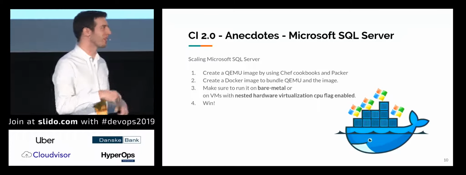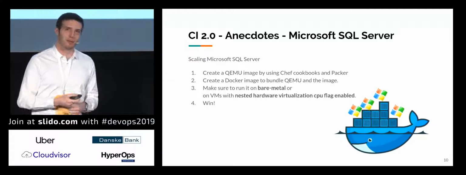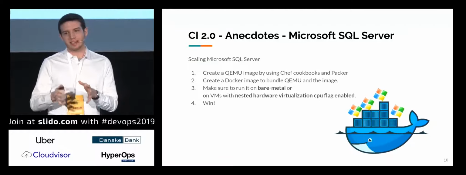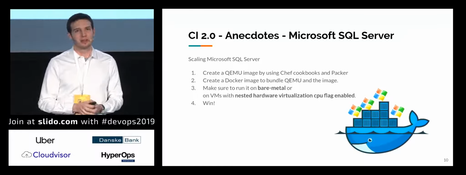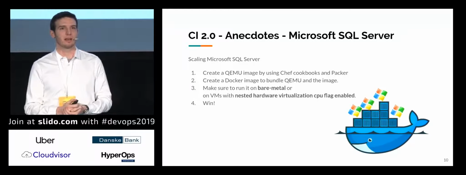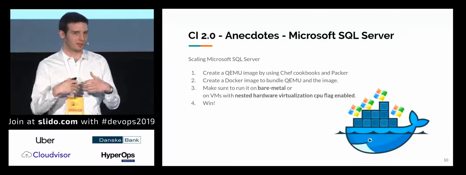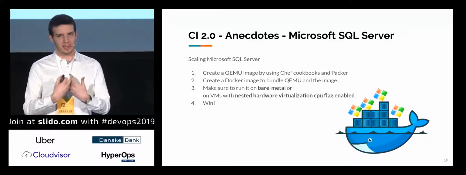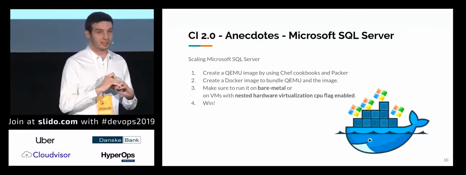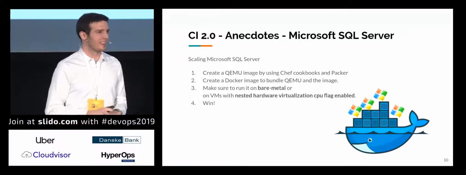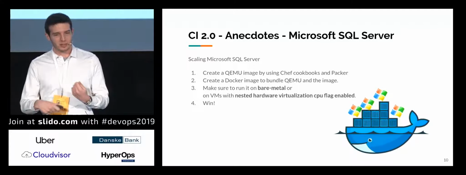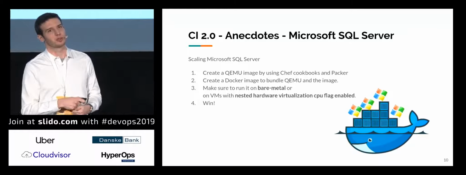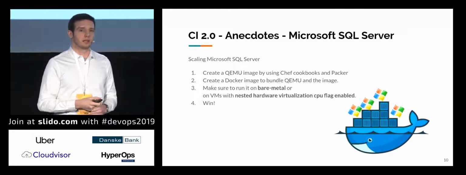This is a funny workaround that I always like to tell, but we're not proud of it, but it works. So we were creating virtual machine images using Packer or Chef, and then basically we were spawning a Docker container with QEMU inside that would create your virtual machine with Windows and start your SQL server. Terribly slow, but works. So for that time, this was the solution that we adopted basically to test Microsoft SQL Server inside our CI.